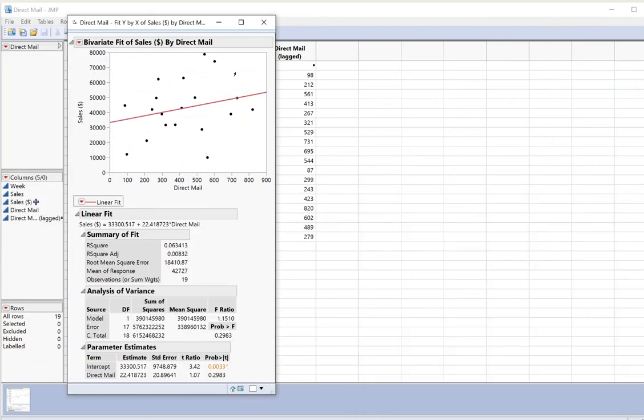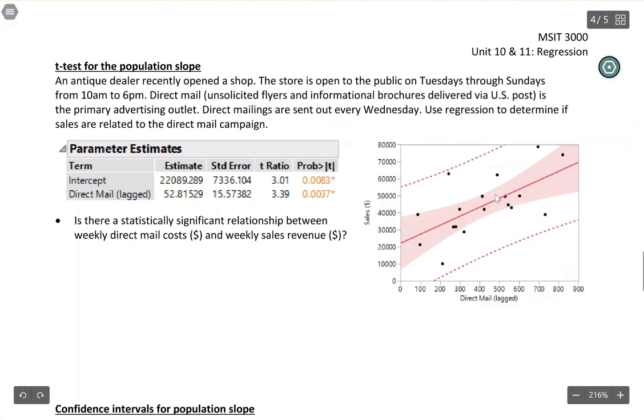So I don't really see much of a relationship here, right? This looks like a pretty weak relationship. Only 6% of the variability has been explained, but there's actually a problem with this. If we look back at our scenario, notice that the direct mailings are sent out every Wednesday. So by the time they actually arrive, it's going to be too late to really influence the sales that week. If anything, it would probably have an impact the following week. So let's try taking that into account.